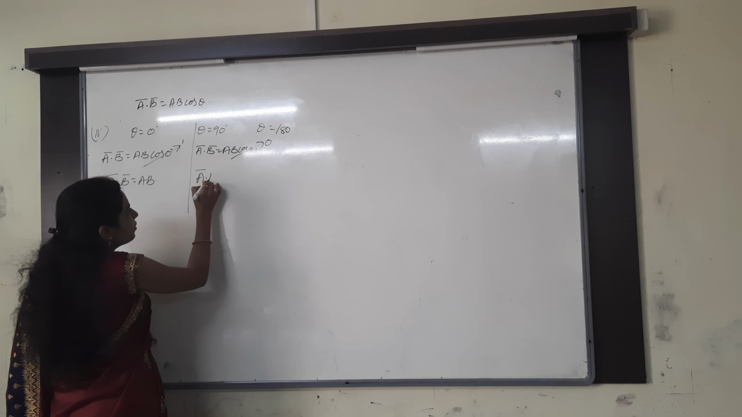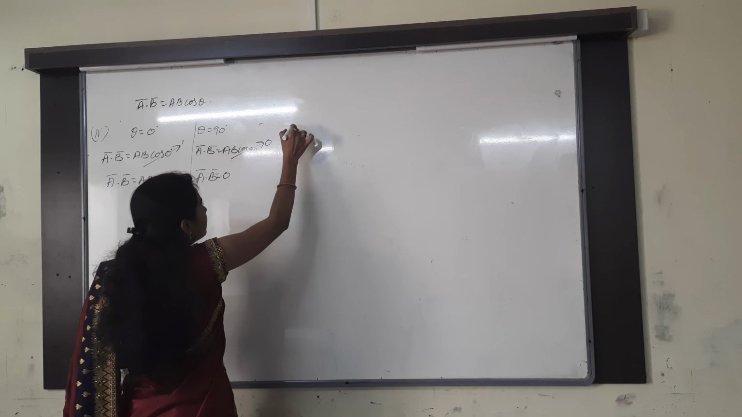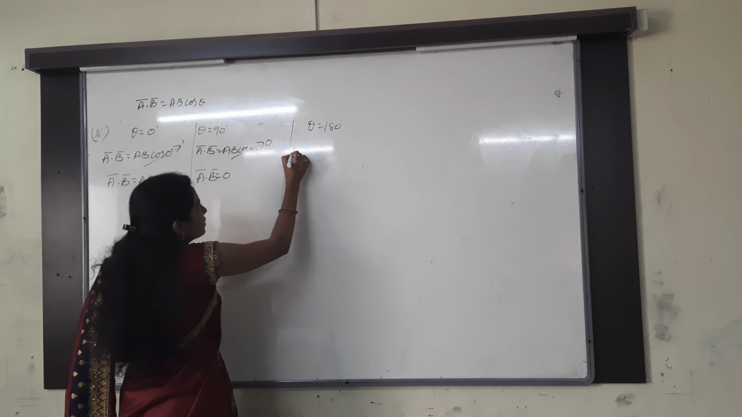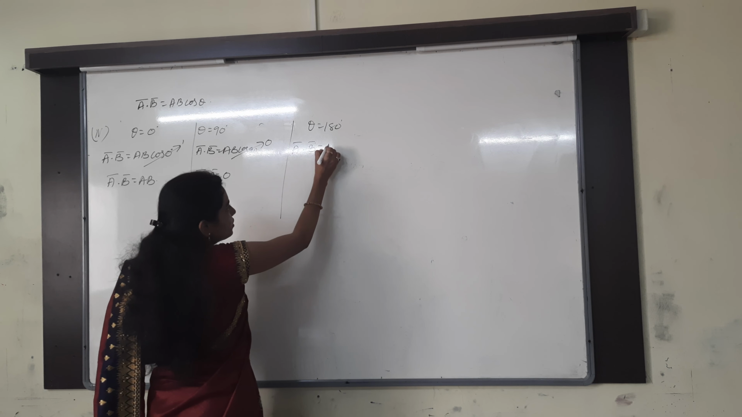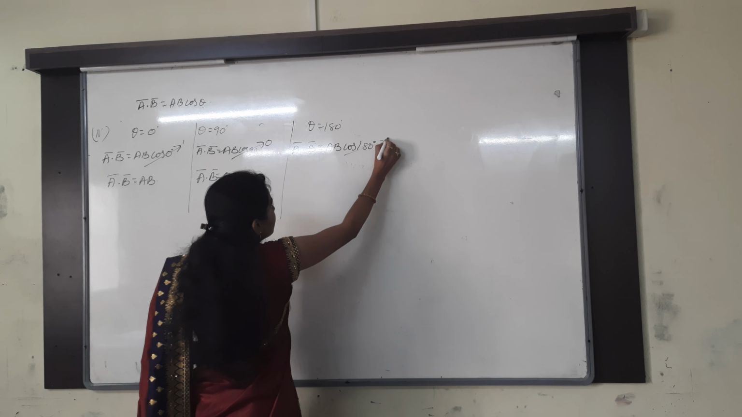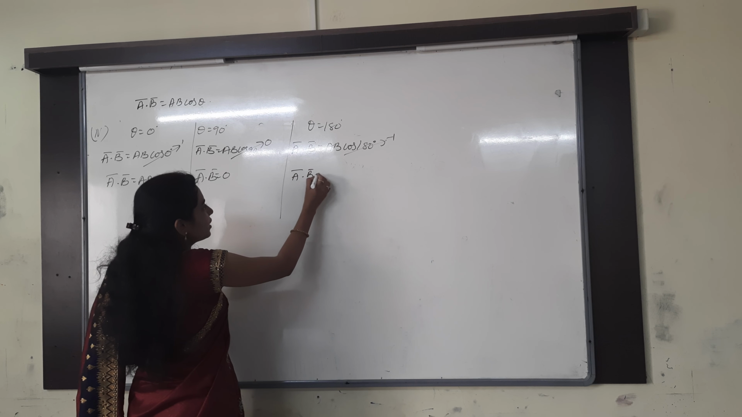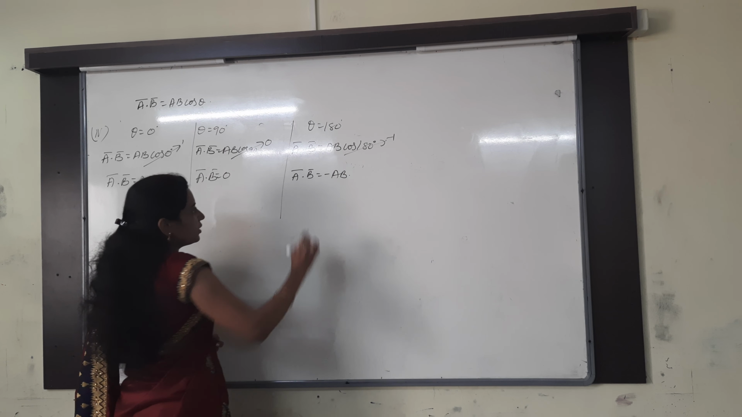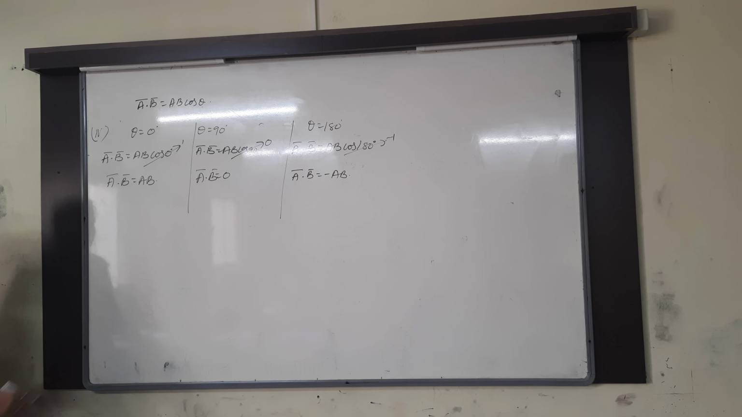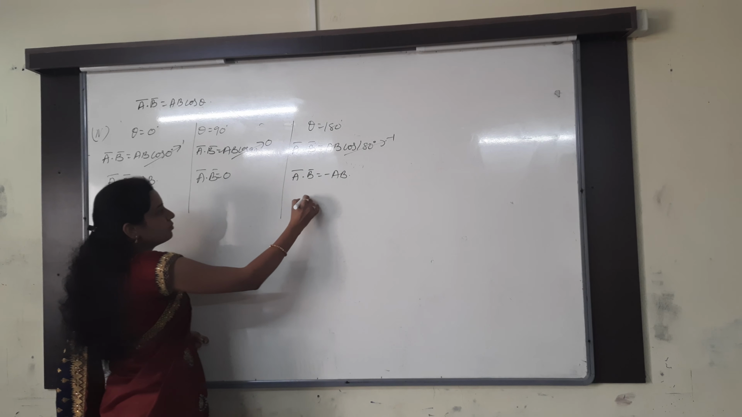Then A bar dot B bar is equal to what? We'll get 0 at theta equals 90 degrees. Then at theta equals 180 degrees, A bar dot B bar is equal to AB cos 180 degrees. Cos 180 is how much? Minus 1. So A bar dot B bar is equal to minus AB. Among the three, which is maximum, which is minimum? AB is maximum. Minus AB is minimum.